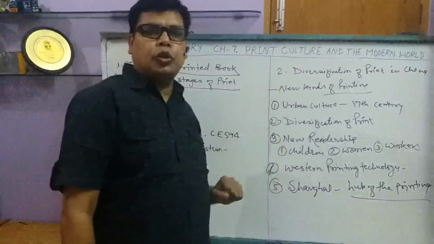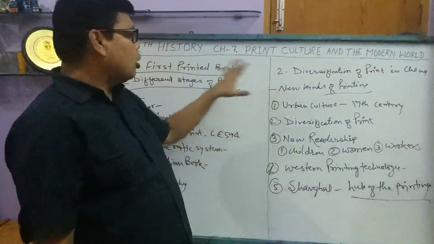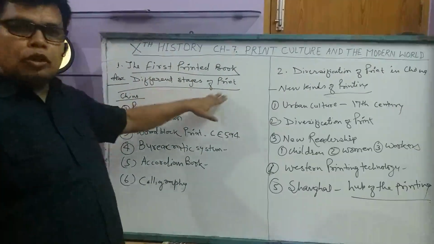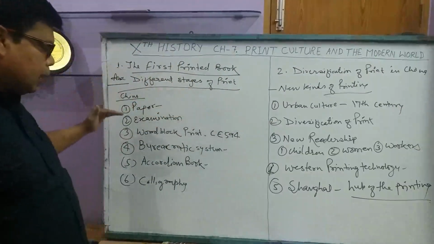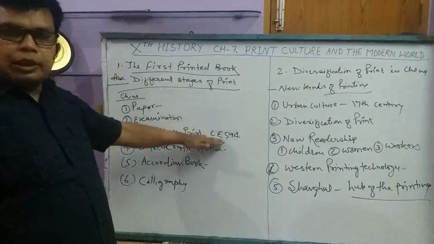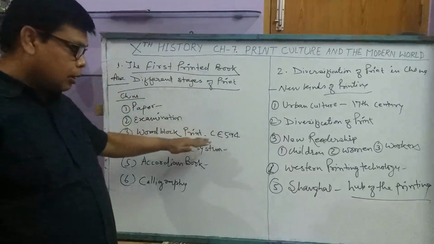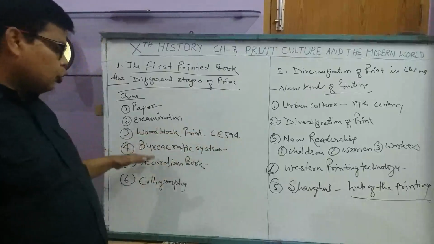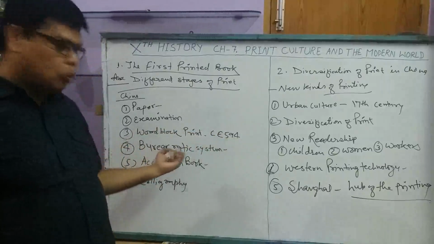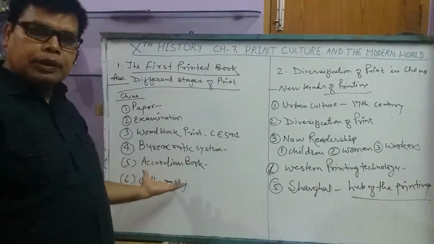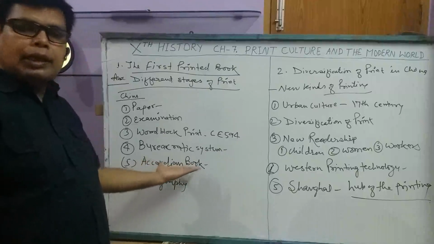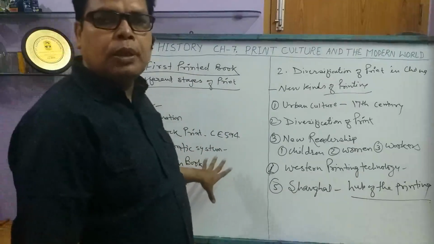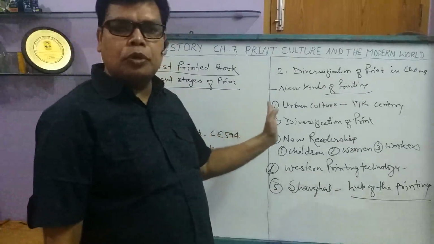So here, as I told you in the first part, the first printed book, we see different stages of print, in which paper, examination, and woodblock printing reached China. It came into existence in China in Common Era 594, and finally, due to the bureaucratic system, it expanded more, and the first traditional book is the accordion book, and here calligraphy also came into existence.